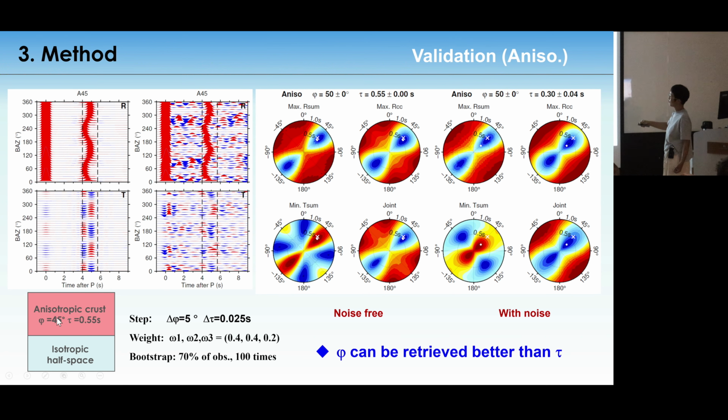I'd like to say that there is 5 degrees of difference between the input and output model. This is because our grid searching step is 5 degrees, so the difference is still tolerable. So from this test, we can see that phi, the fast direction, can be retrieved better than tau, because here tau is underestimated for the noisy case.